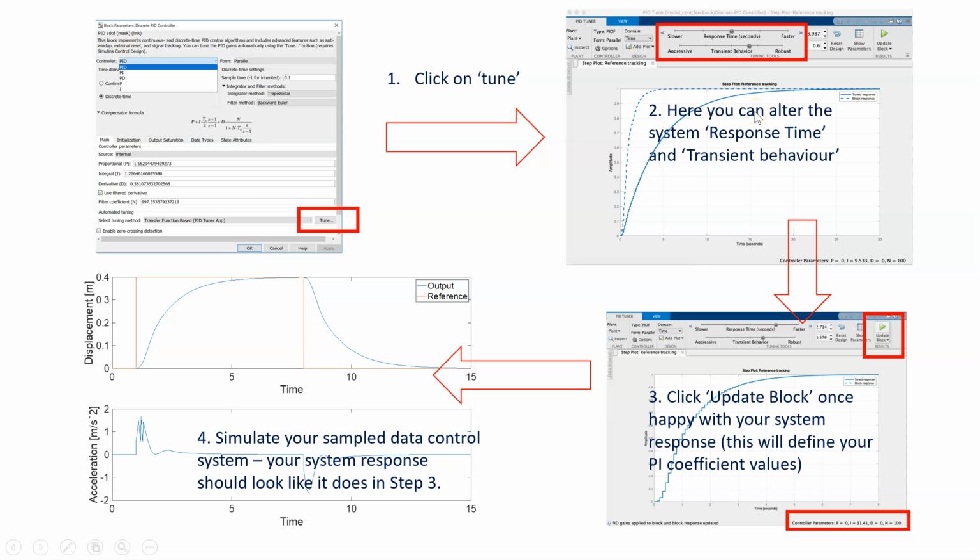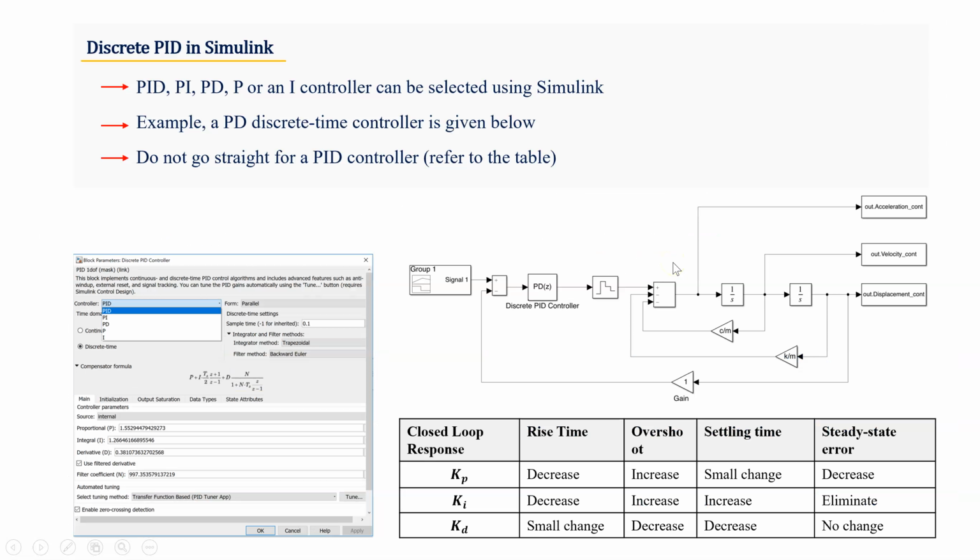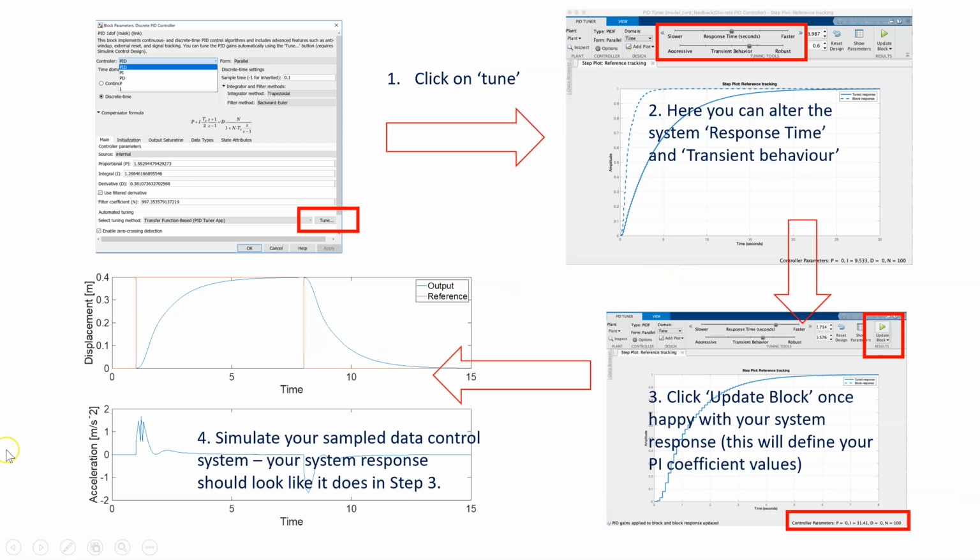Okay, so this is not obviously related to the previous one where you just saw a PID. But what you'll see here, you can effectively alter the response time, transient behavior, that sort of thing. What you then do is click Update Block, and then you'll see your controller gain values here. And then you simulate your sampled data control system using the MATLAB code. If I go back up here, this is the MATLAB code used to simulate the feedback control system.